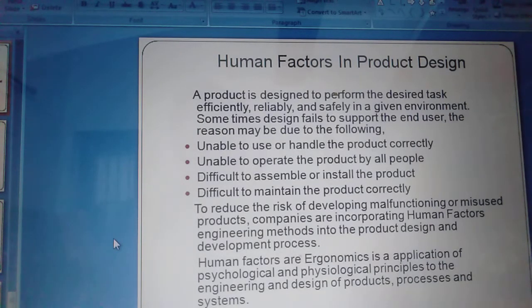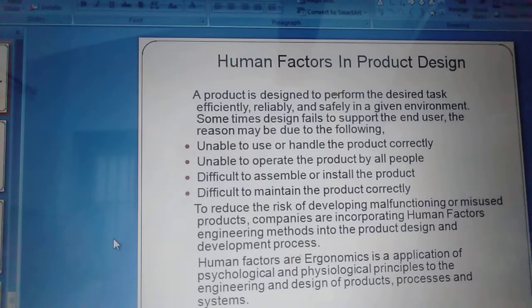To reduce the risk of developing malfunctioning or misused products, companies are incorporating human factors engineering methods into the product design and development processes. It is worth mentioning herein that even the most brilliant engineering design may fail if the human element is left unsupported.